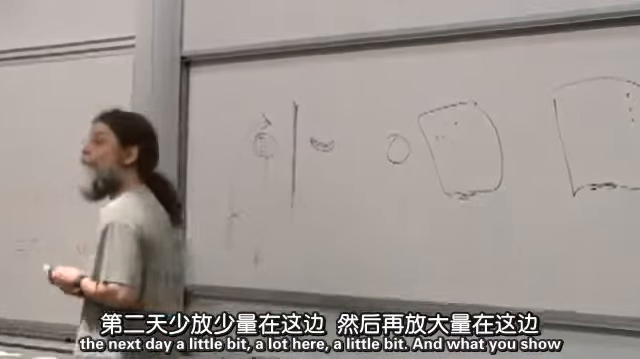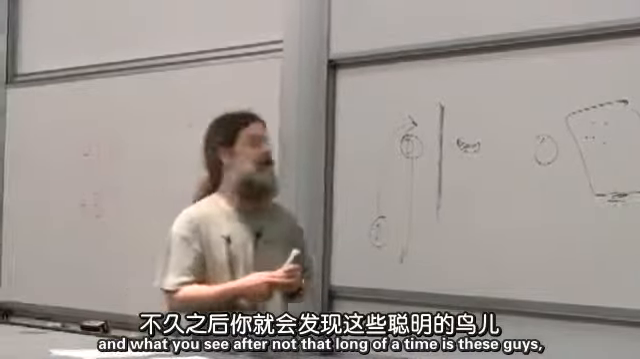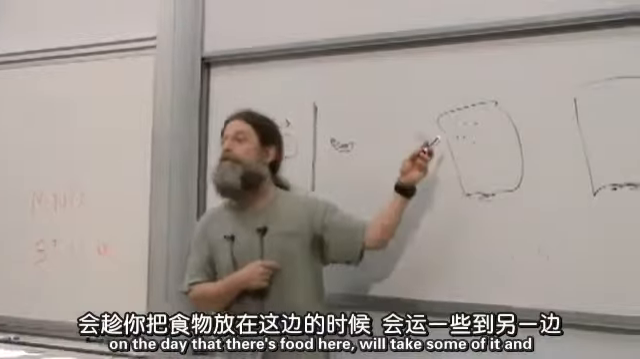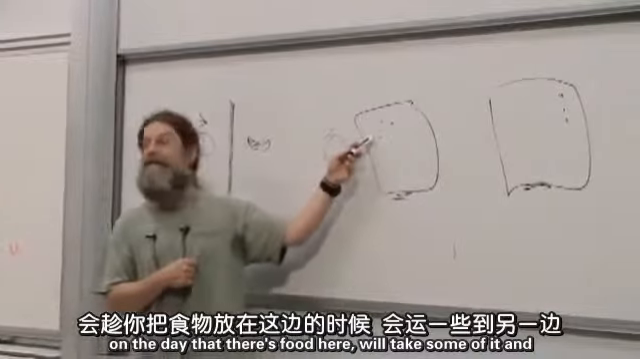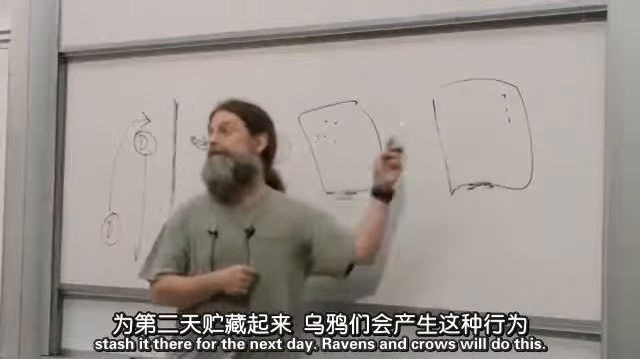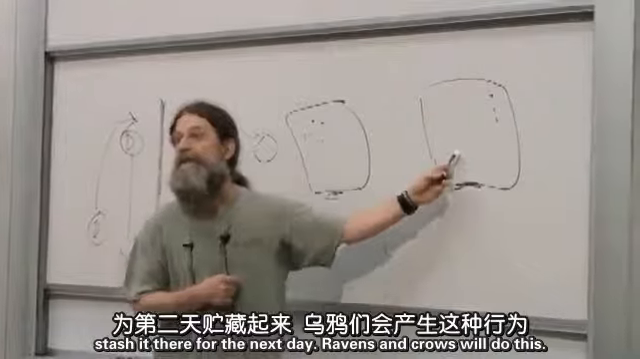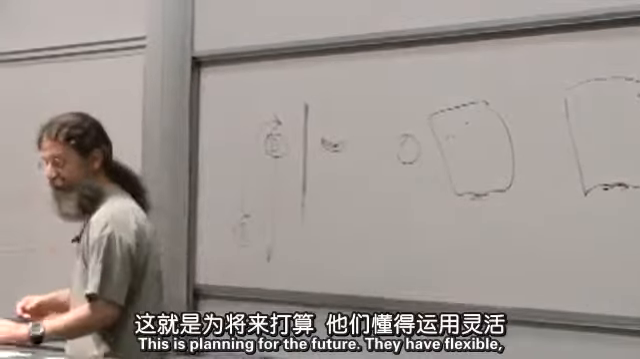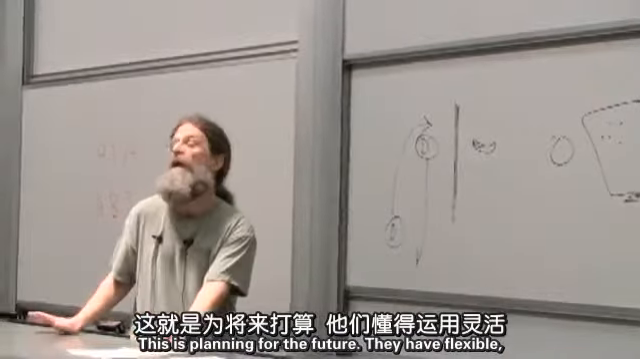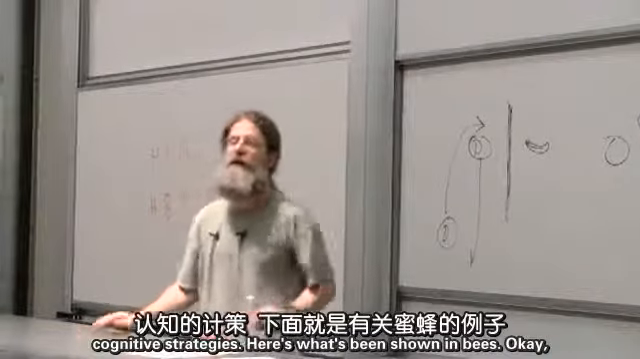And what you see after not that long of a time is these guys, on the day that there's food here, will take some of it and stash it there for the next day. Ravens and crows will do this. This is planning for the future. They have flexible cognitive strategies.